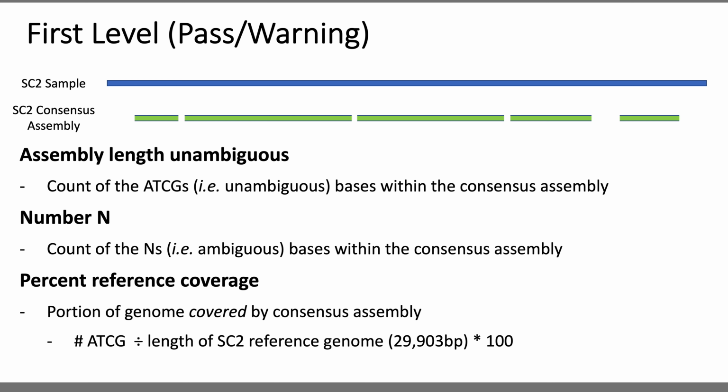So to calculate this, we take the assembly length and ambiguous and divide this by the known length of the Wuhan 1 reference, which is 29,903 base pairs, and convert this into a percentage. So in an ideal experiment, this value will be 100%. That is, we were able to cover with our consensus assembly 100% of the original Wuhan 1 SARS-CoV-2 reference genome. In short, a higher percentage reference coverage is an indicator of a stronger consensus assembly.